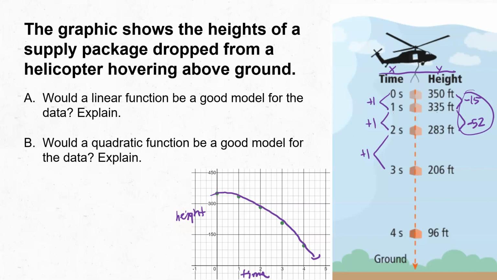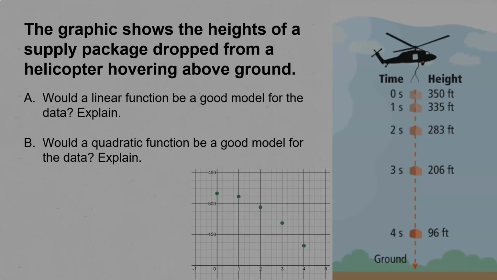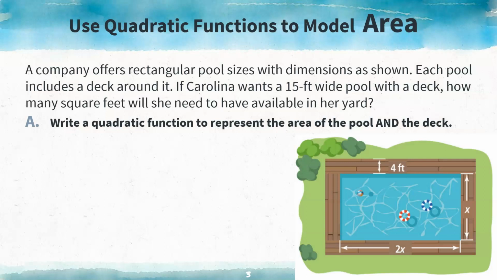All right, so now let's look at some other more algebraic ways of talking about quadratics. Area is often used when we talk about quadratics. This situation says a company offers rectangular pool sizes with dimensions as shown. Each pool includes a deck around it. If Carolina wants a 15-foot wide pool with deck, so the whole part, how many square feet will she need to have available in her yard?